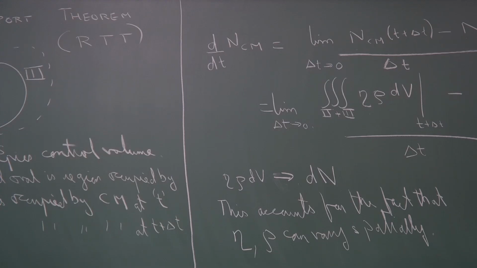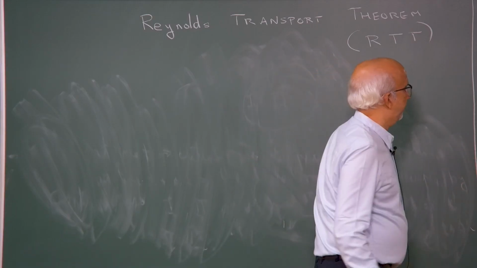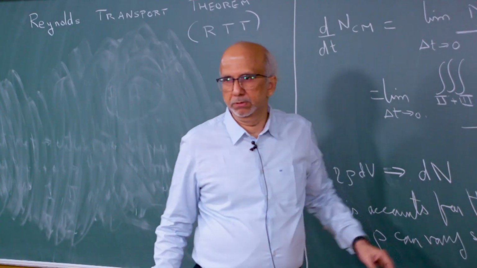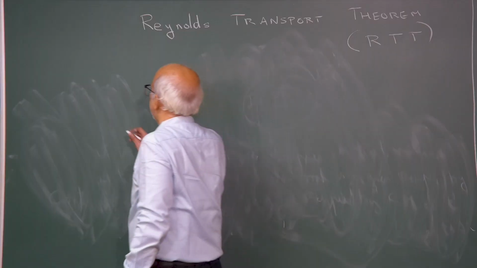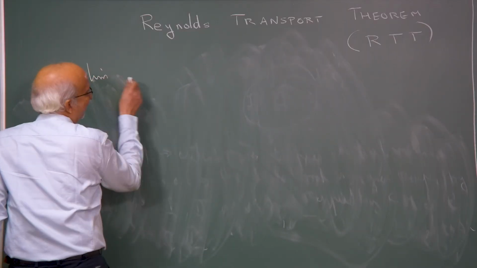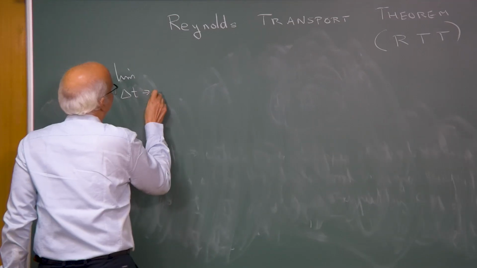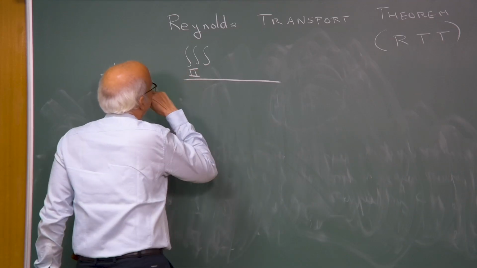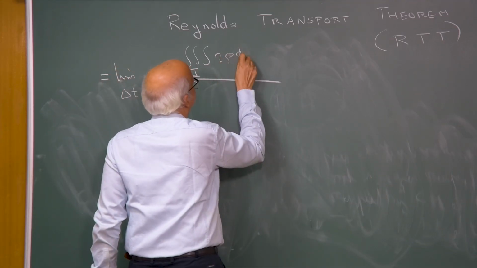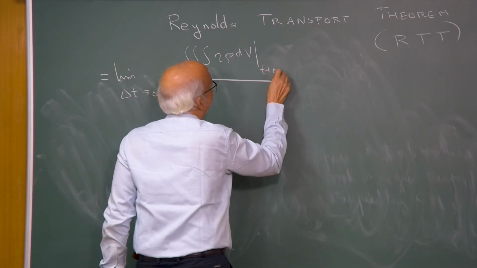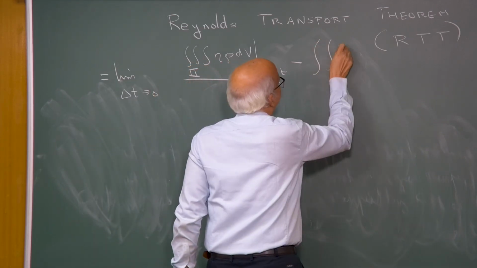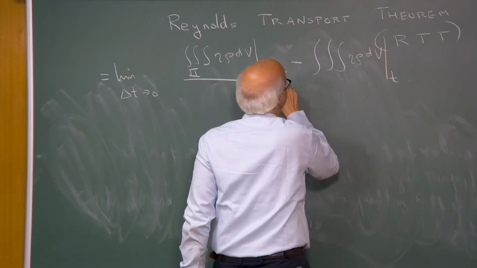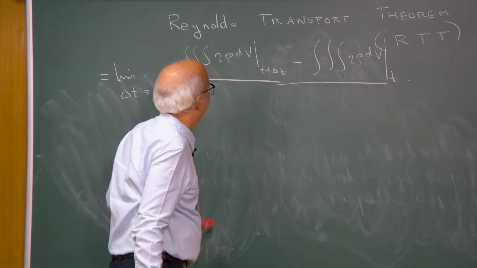Now, I think I am going to get rid of this diagram. I am going to group regions 2 together and regions 3 and 1 together. Okay. So, I should have kept the diagram: limit delta t tending to 0, triple integral over 2 of eta rho dV at t plus delta t minus triple integral eta rho dV at t. Okay. What have I done?